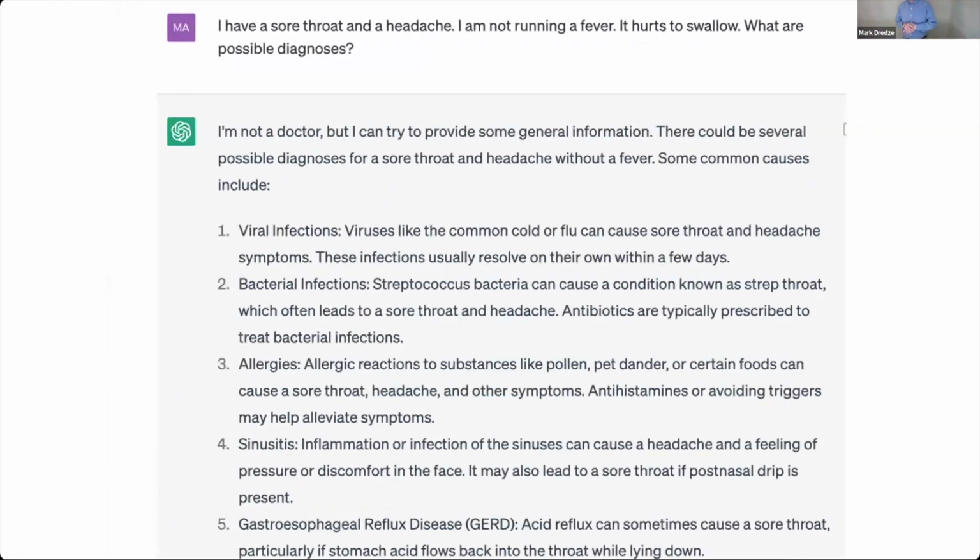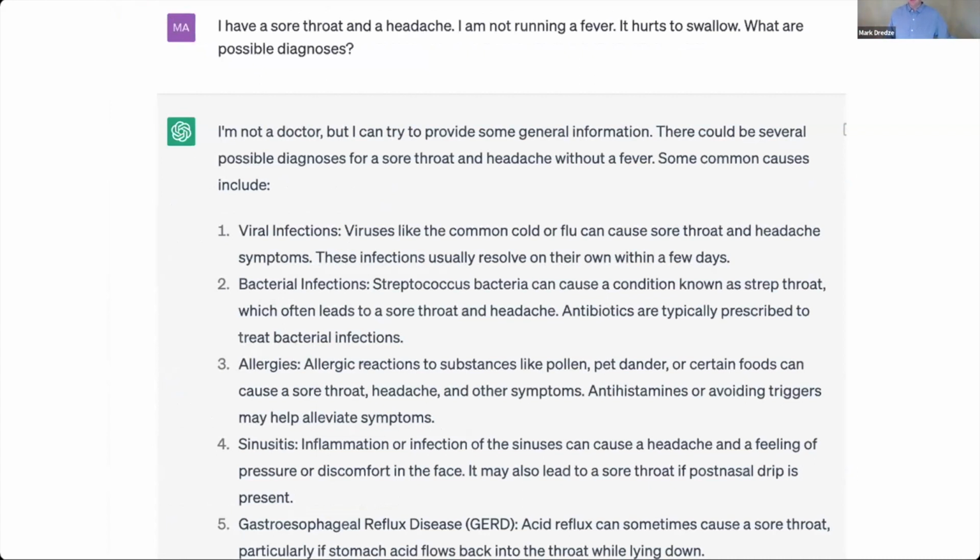Many people have played with these models for medical applications. And so this is a pretty simple case. I wrote to the model, I have a sore throat and headache. I'm not running a fever. It hurts to swallow. What are the possible diagnoses? And the model does a reasonable job of actually providing you some idea of what might be going on, right?